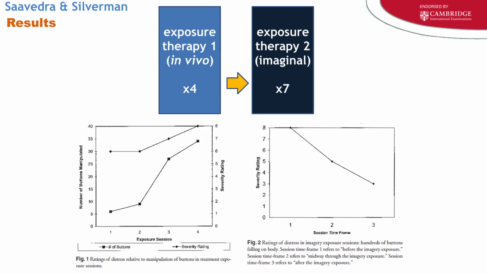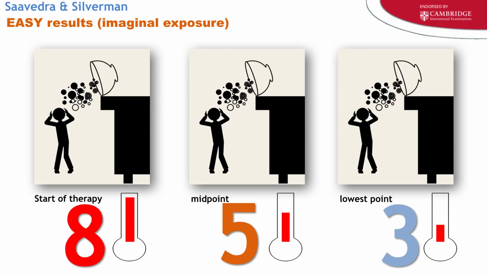There's one place we could look to see how drastically his condition improved. When he was asked to imagine buttons falling on him, at the start of therapy, he rated such an incident as an 8 on the feelings thermometer. At the midpoint of the therapy sessions, that lowered down to a 5. And at the lowest point of these sessions, he was able to give it a 3.